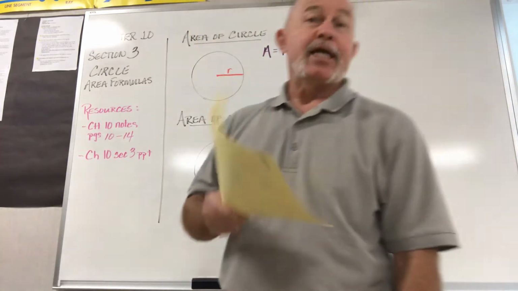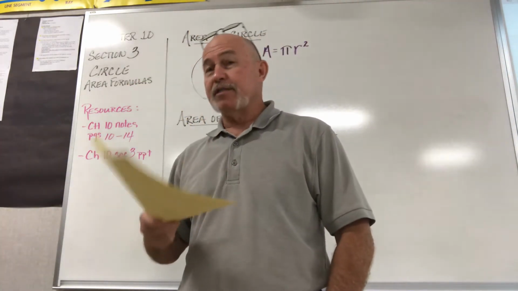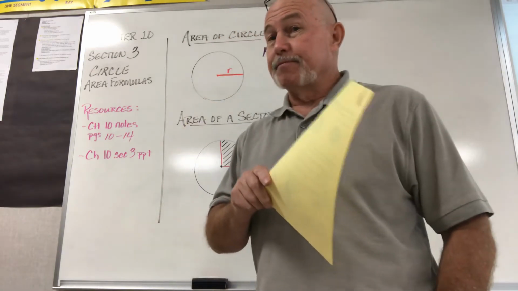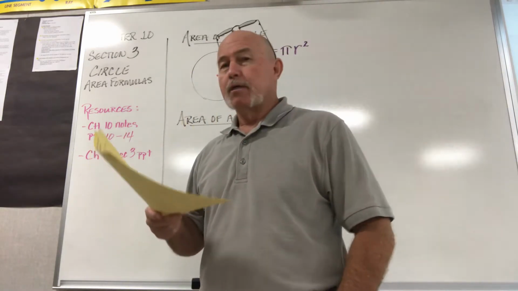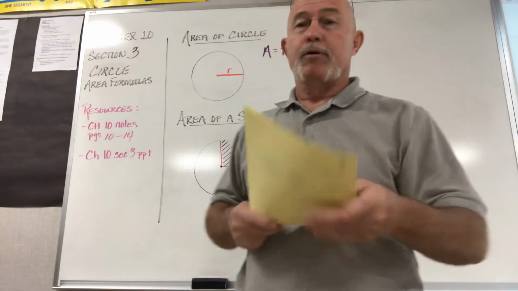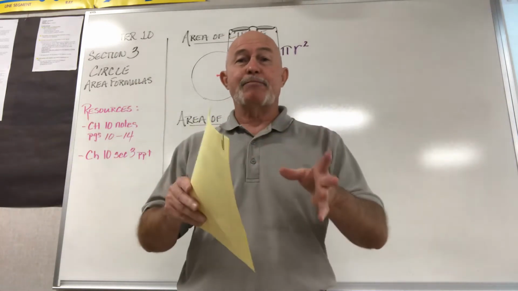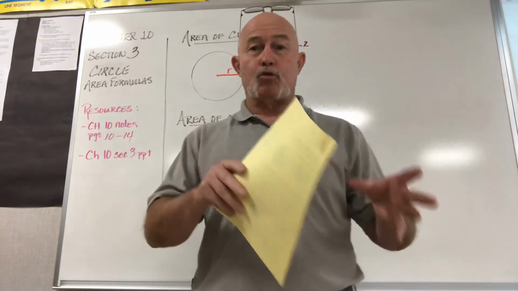Okay, next section. Areas, and a little twist on areas. We're dealing with circles. Most of you remember the area of a circle is pi times the radius squared, or pi r squared.